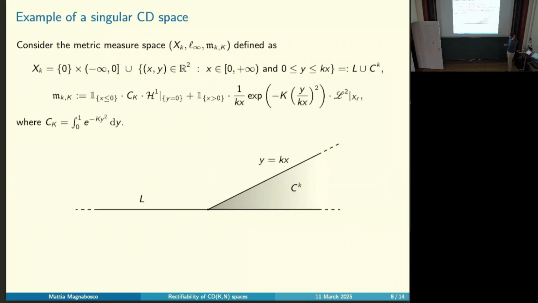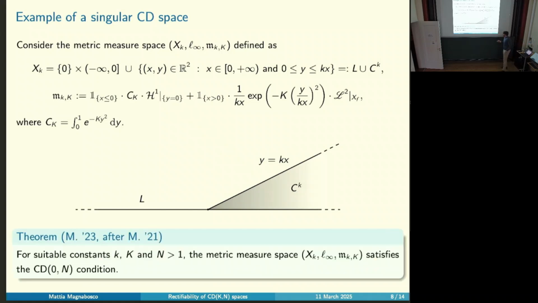Okay, so back to the example. The example is a subspace of R2, which is defined as the union of a half line and a cone, C_k. So k represents the width of the cone. And on this space, we define this measure, and even without really going into the formulation of this measure, the important part is that this measure is a constant times the H1 measure on the line and a positive density times the Lebesgue measure on the cone. Okay? And then we metrize this with the distance induced by the L infinity norm.